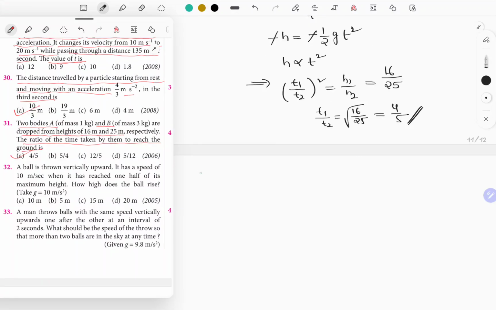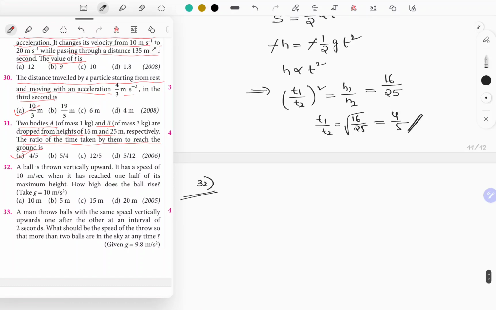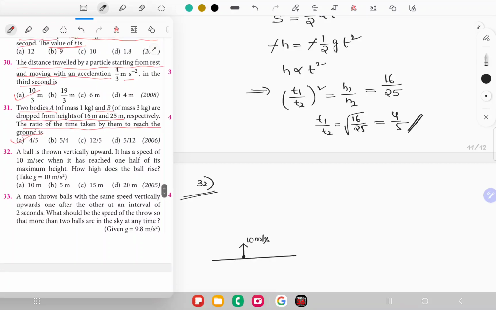Now look at question number 32. I'll explain this question in two different ways. They said a particle or a ball is thrown vertically upward with an initial velocity of 10 meter per second, when it has reached one half of its maximum height.